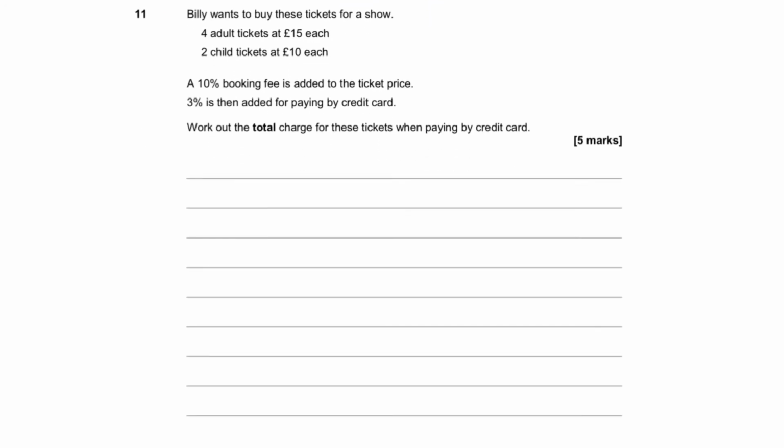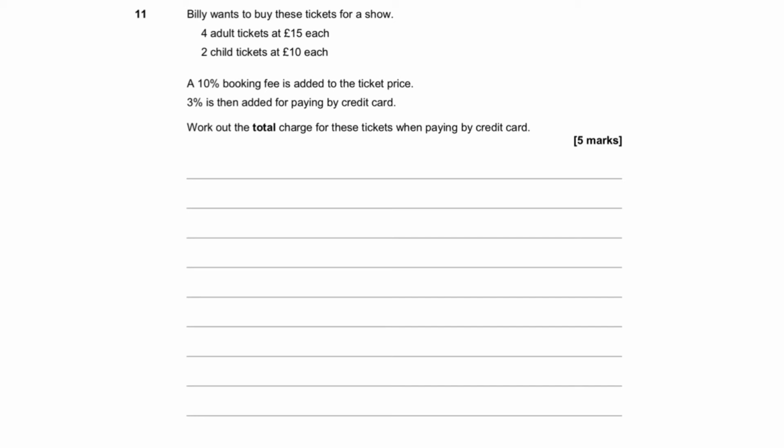So to finish, we're going to look at a real life scenario. So Billy wants to buy these tickets for a show. 4 adult tickets at £15 each, 2 child tickets at £10 each, a 10% booking fee is added to the ticket price, 3% is then added for paying by credit card. Work out the total charge for these tickets when paying by credit card.